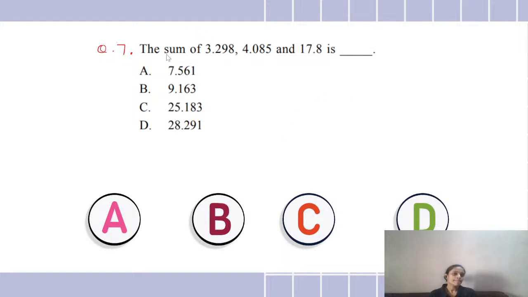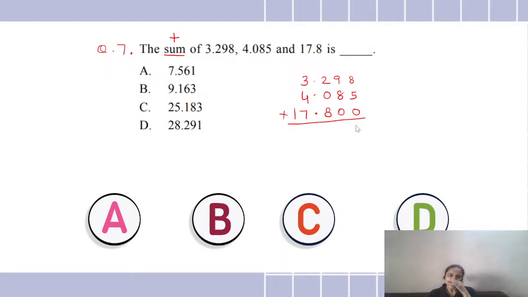Now, when I say sum, what does it mean? It's simply addition. We simply have to do addition, right? So I put down the numbers, 4.085 and 17.8. This is a bit tricky, but as I said, if you do not have any numbers, you can simply put zeros over here. Now we just have to add them together.